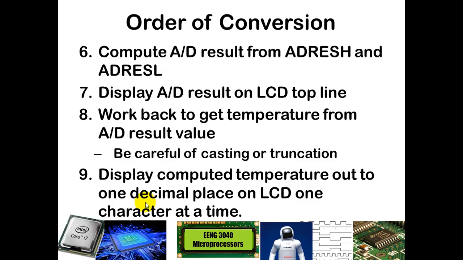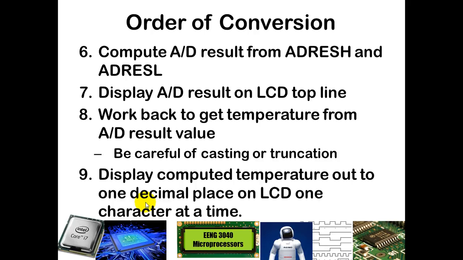And then after it is finished, you will want to compute the analog to digital result. Remember, that's going to be spread across 2 registers. You're going to need to multiply and add together. And then go ahead and display that result on the top line. That's a good first cut. If you can get your circuit built and do that, and then start seeing the A to D values change, that's a good first step.